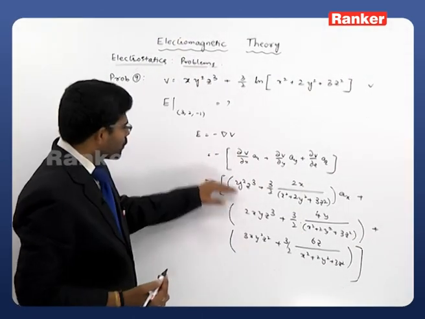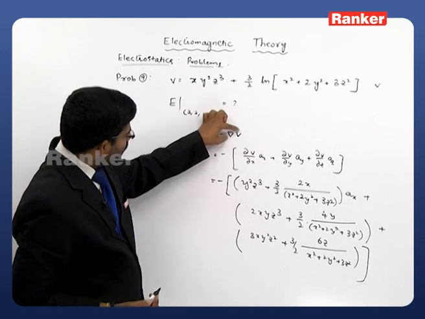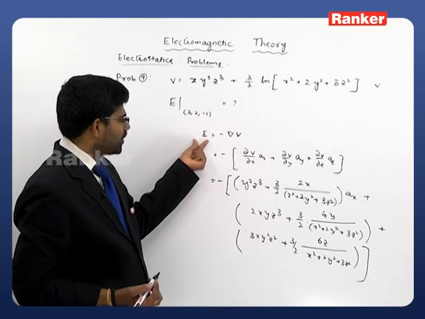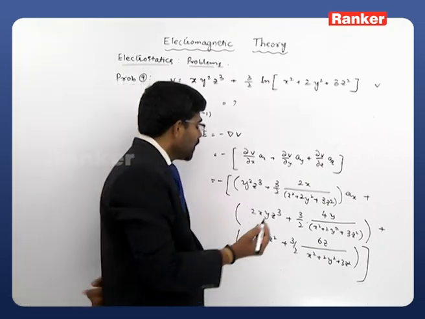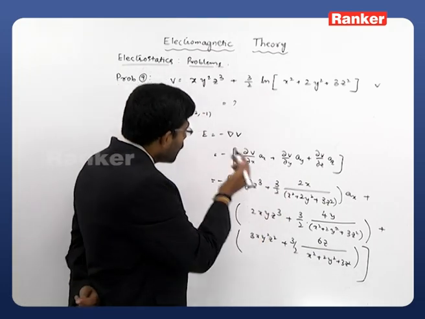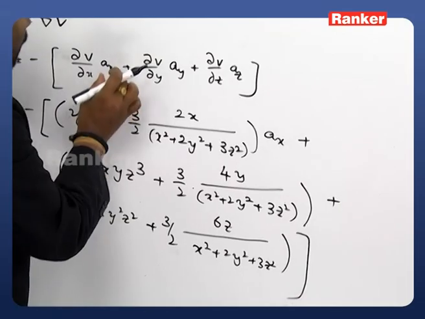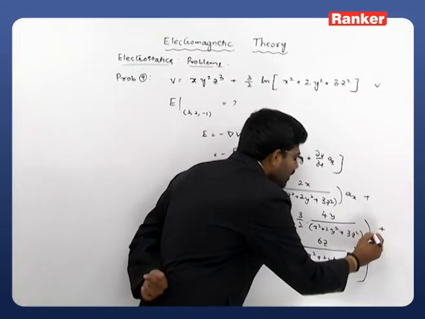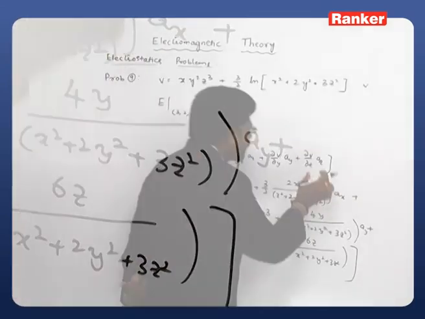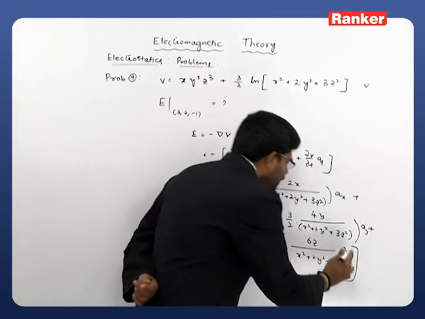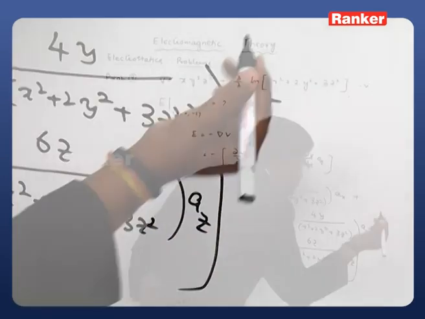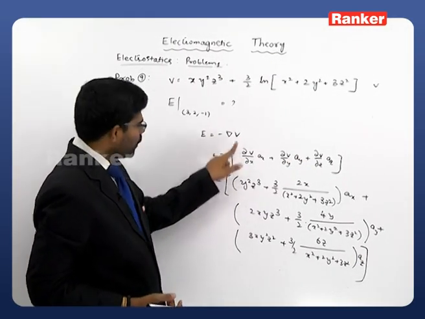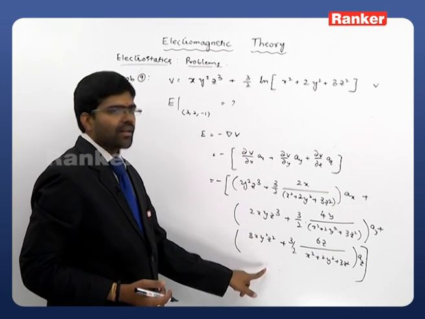So this is the total function we have: the gradient of the potential is nothing but the electric field intensity. Now clearly observe, I forgot to write down the unit vectors here. For the first term the unit vector is ax, for the second term, ∂V/∂y, the unit vector is ay, and for the third term, ∂V/∂z, the unit vector is az. So using our potential, we got this entire expression.